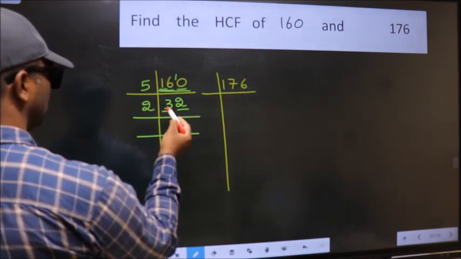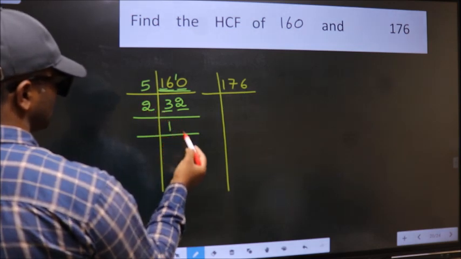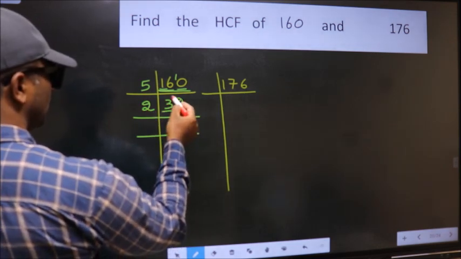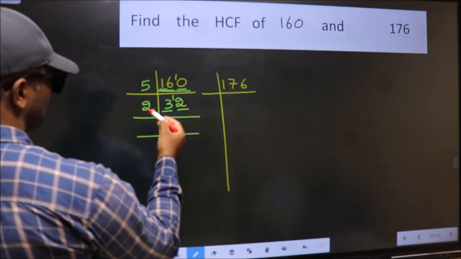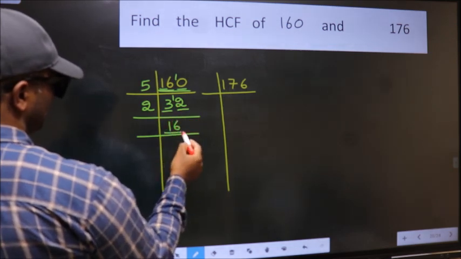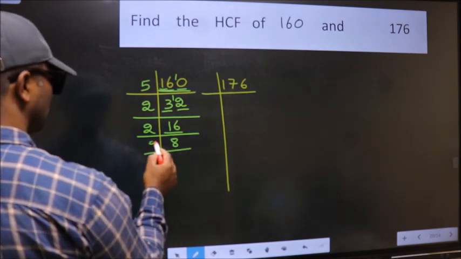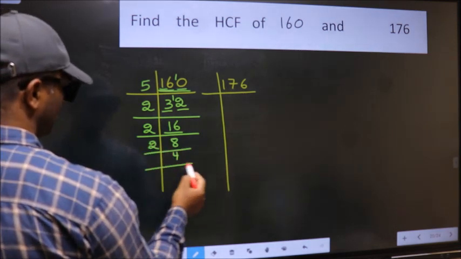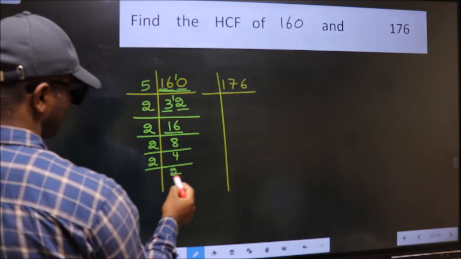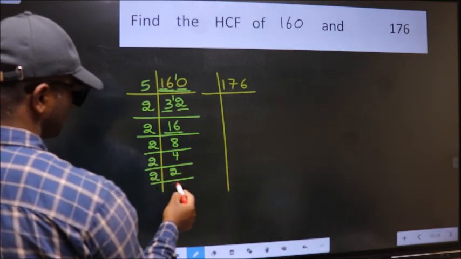The last digit 2 is even, so take 2. First number 3, a number close to 3 in the 2 table is 2 1s 2. 3 minus 2, 1, carried forward 12. When do we get 12 in the 2 table? 2 6s 12. Now 16 is 2 8s 16, 8 is 2 4s 8, 4 is 2 2s 4, and 2 is a prime number, so 2 1s 2.